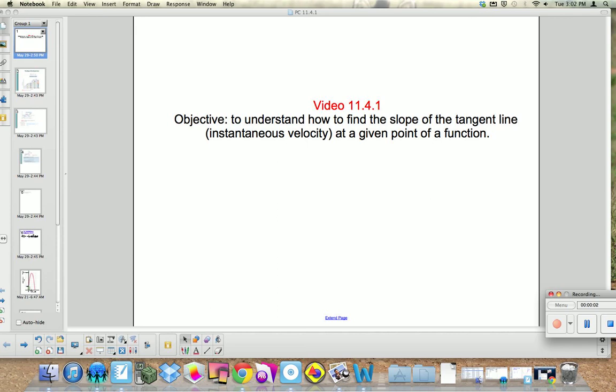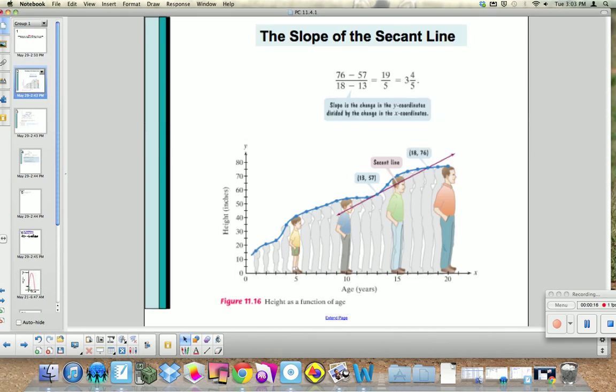This is video 11.4.1, and it's to summarize what we talked about in class and how to find the slope of the tangent line or the instantaneous velocity. Okay, so we're looking as close as we can to a given curve and zooming in on that point. So let's just quickly review.